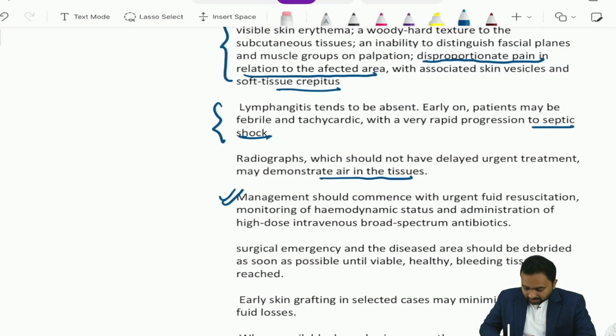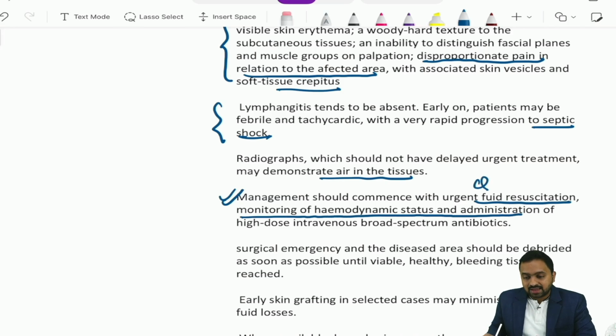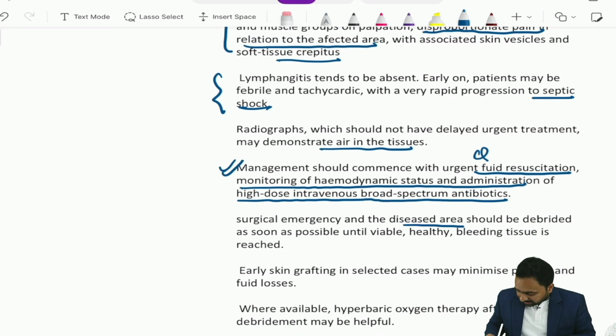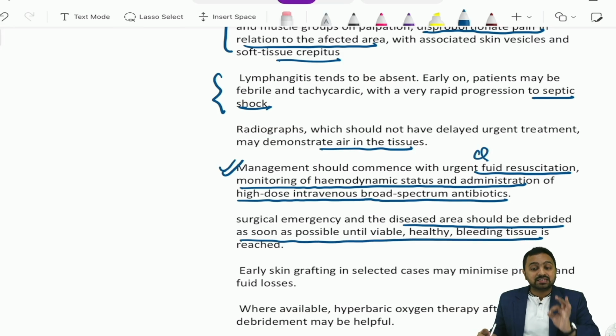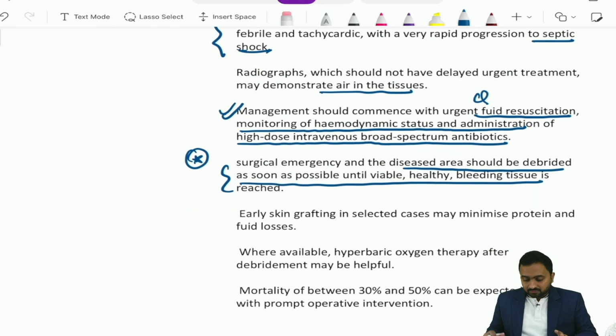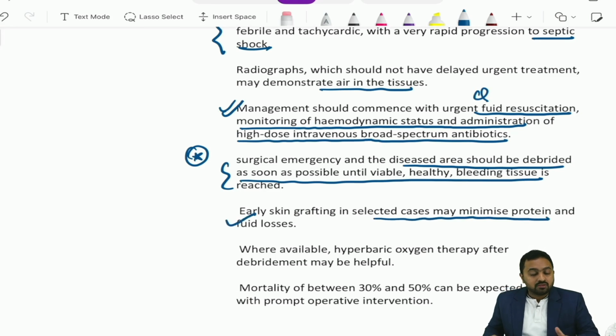And the management, as I said, is a surgical emergency. It requires urgent fluid resuscitation, monitoring of hemodynamic status, and administration of high dose intravenous broad spectrum antibiotics. The diseased area should be debrided as soon as possible until viable healthy bleeding tissue is reached. So we need to go for an extensive debridement in such cases until we find healthy tissue.